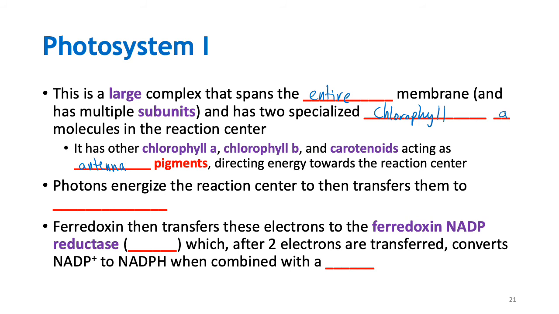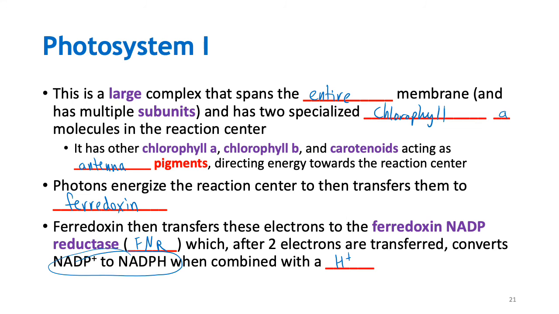Photons energize the reaction center and then transfer electrons to ferredoxin. Here's a new one we haven't seen yet. Ferredoxin. Ferredoxin then transfers these electrons to ferredoxin NADP reductase, easier to say as FNR, which after 2 electrons are transferred, ends up converting the NADP+ to NADPH when combined with a proton. So here's what's happening, y'all.